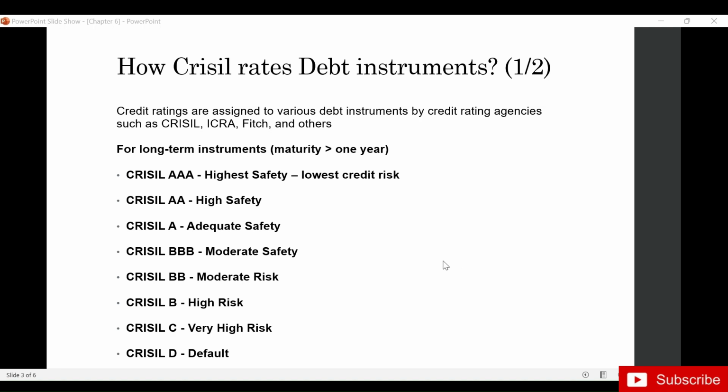Next, we have CRISIL Double B with moderate risk. Next, we have CRISIL B with high risk. Next is CRISIL C with very high risk. And finally, we have CRISIL D, which is where the probability of default is very high or the instrument has already defaulted. So these were the various ratings in case of long-term instruments with maturity greater than 1 year.